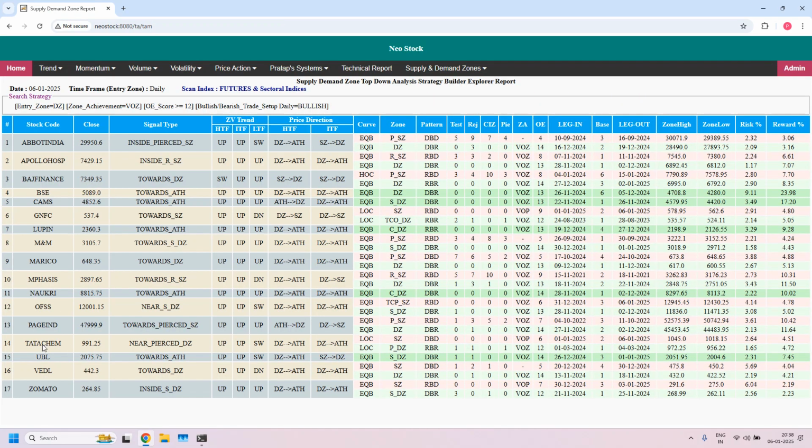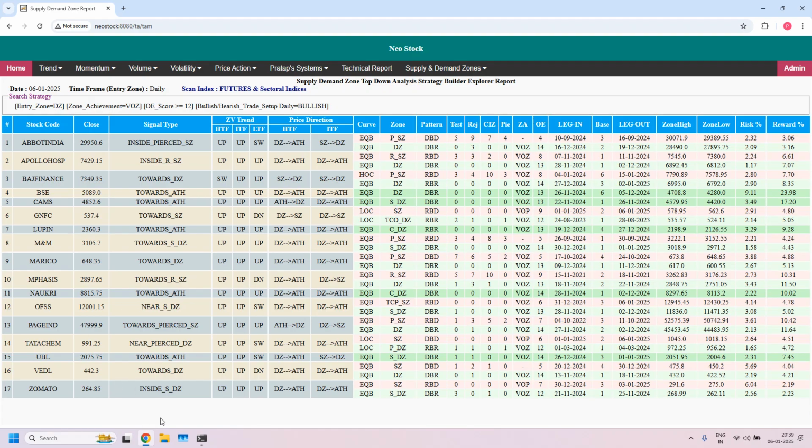Okay, now the list has come down to 17 stocks. Still you have a pierced zone here, demand zone. And ZNFC is another one. That way you need to look into this column, okay? Okay, 17 stocks. That means the remaining stocks are filtered out because they do not have zone achievement and do not have a minimum of 12 OE score.